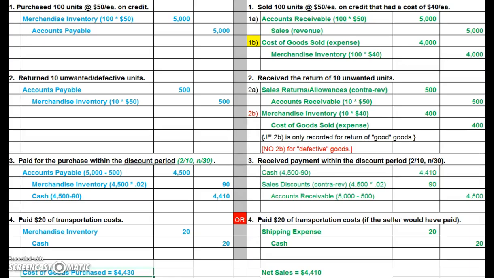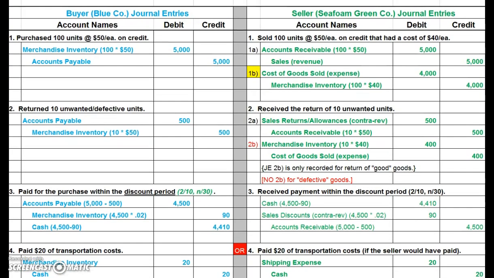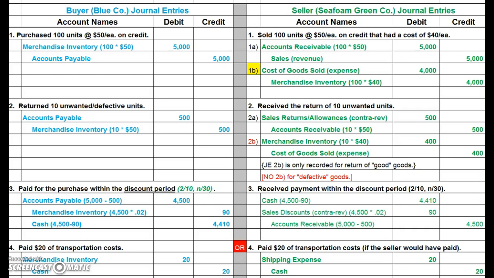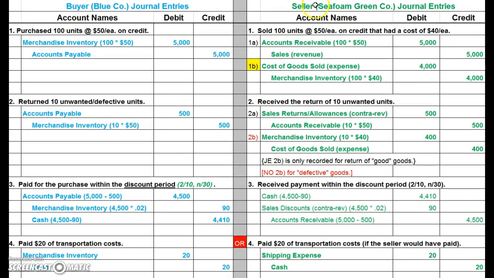Now we're going to go over to the seller side. So in this example, so that I can compare the two sides, let's turn around and pretend what these journal entries would have looked like if we were Green Company. Let's be the seller. So journal entry number 1. Green Company, the seller, sold 100 units at $50 each on credit. Let's start with that journal entry. I'm going to call it journal entry 1A.